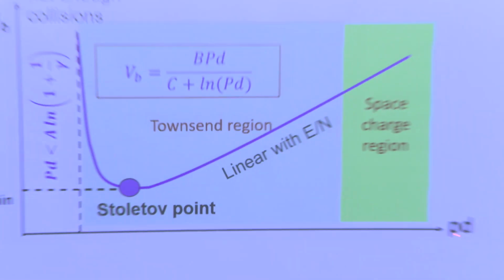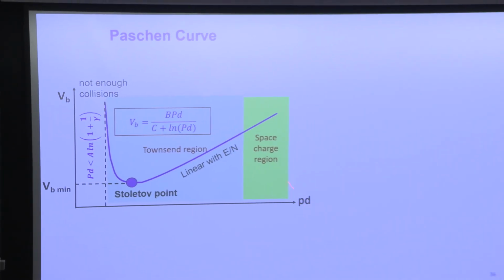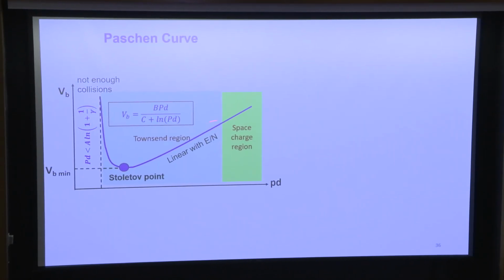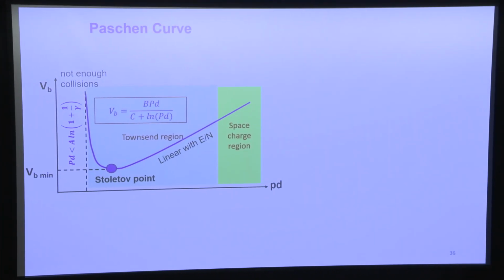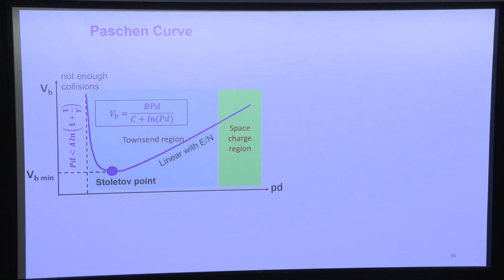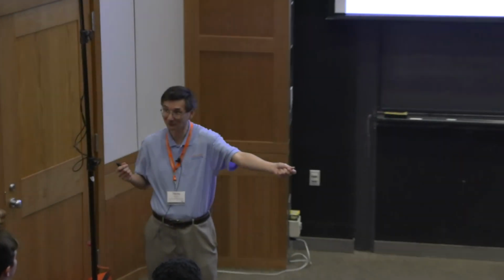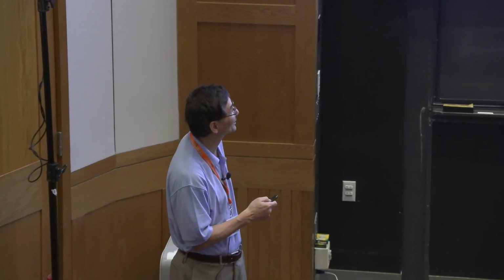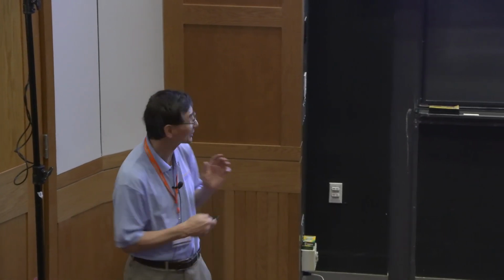And if the pressure is very, very high, what happens? Because there's so much ionization going on, they generate a lot of charges. That charge itself can propagate by itself. So that creates some kind of space charge region we'll talk about later. So is this curve clear for you?